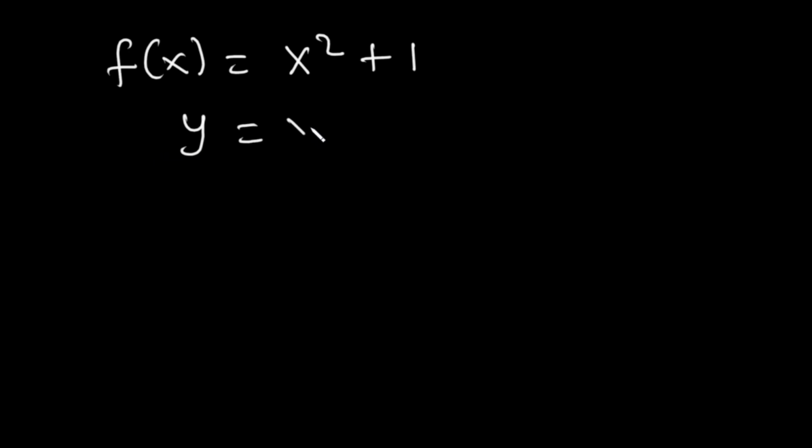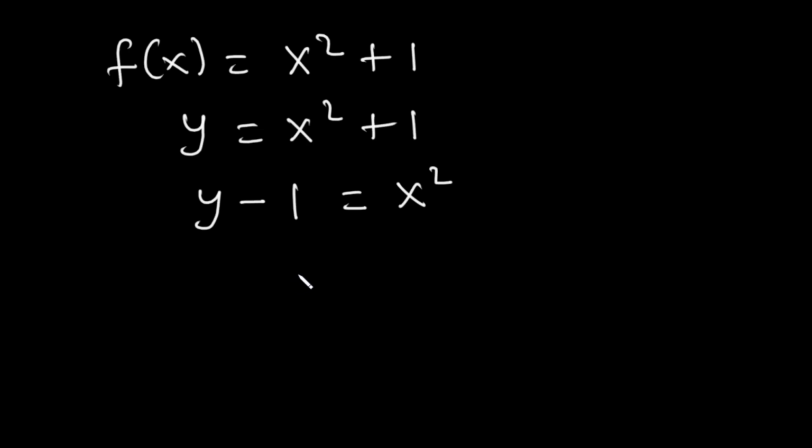Let's take another example. How do we find the range of a function f of x is equal to x squared plus 1? Let's replace f of x with y. So y is going to be x squared plus 1. And then let's make x the subject. To make x the subject, we need to transpose 1 to the left hand side. So we are going to have y minus 1 to be equal to x squared.